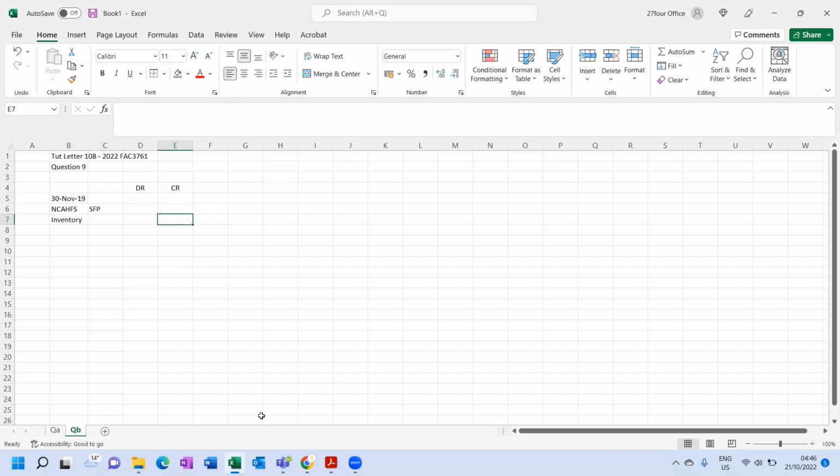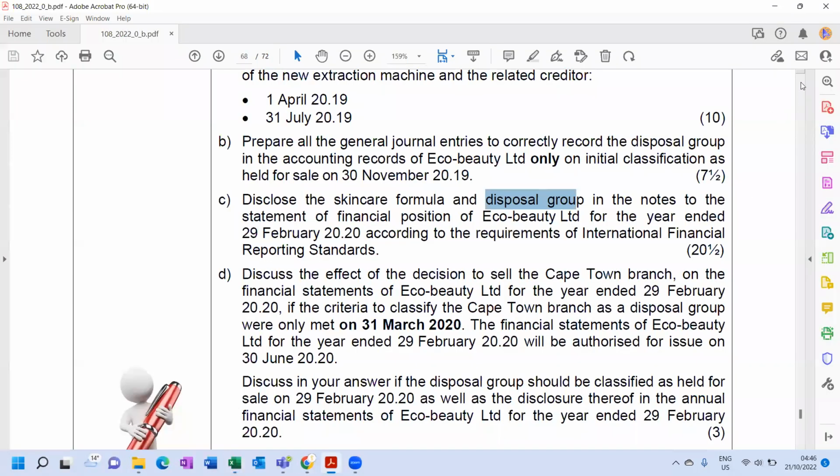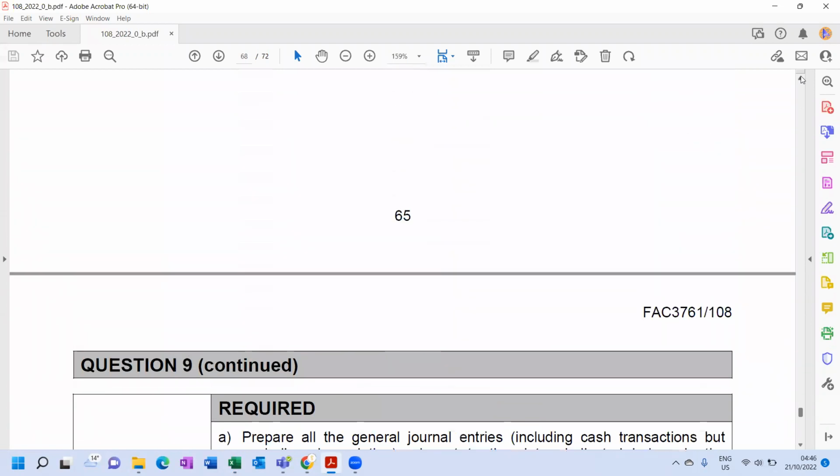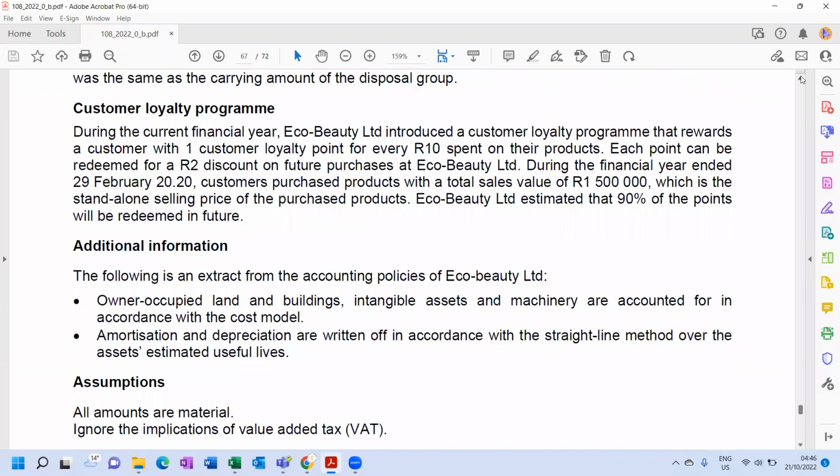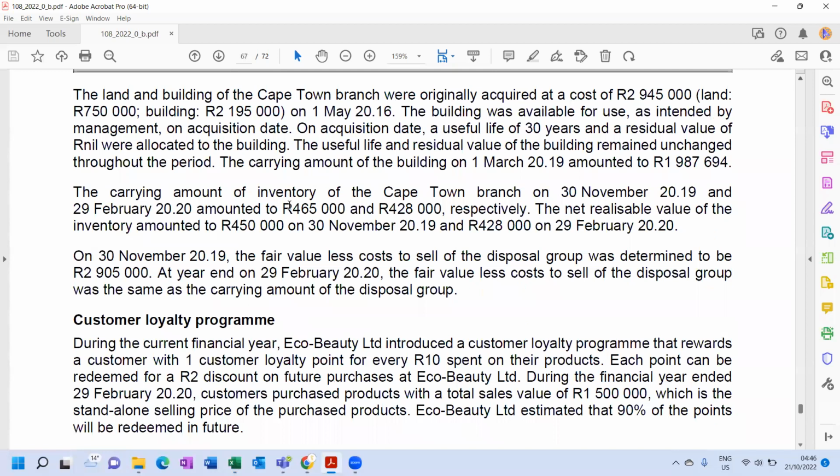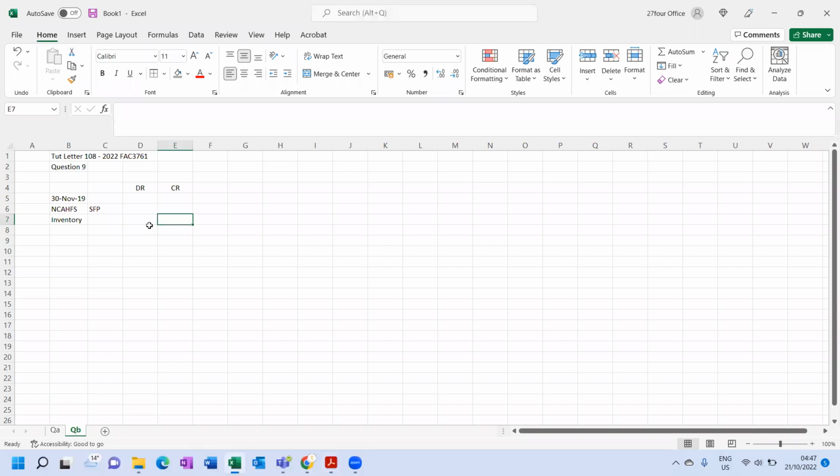If you have a look at this question, the asset inventory on 30th November is 465, and the net realizable value on 30th November is 450. What we should know for classification is that we simply use the net realizable value amount. So this will be 450, and the debit to the asset will be 450, but I'm going to do all of it together.